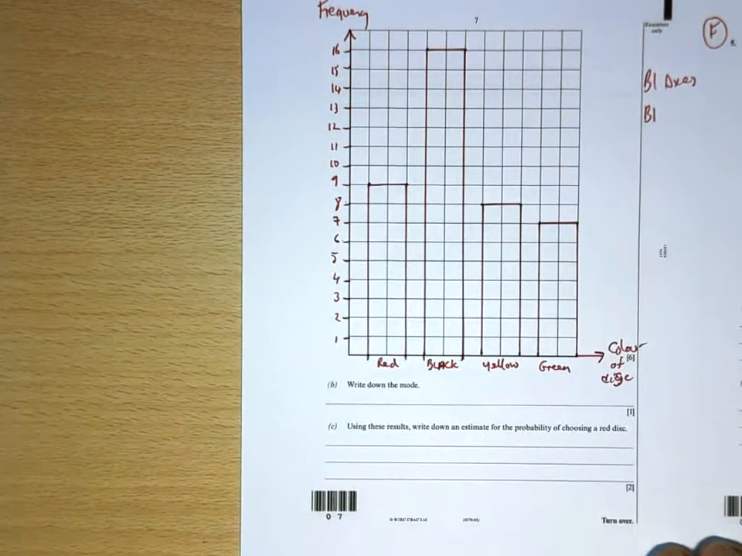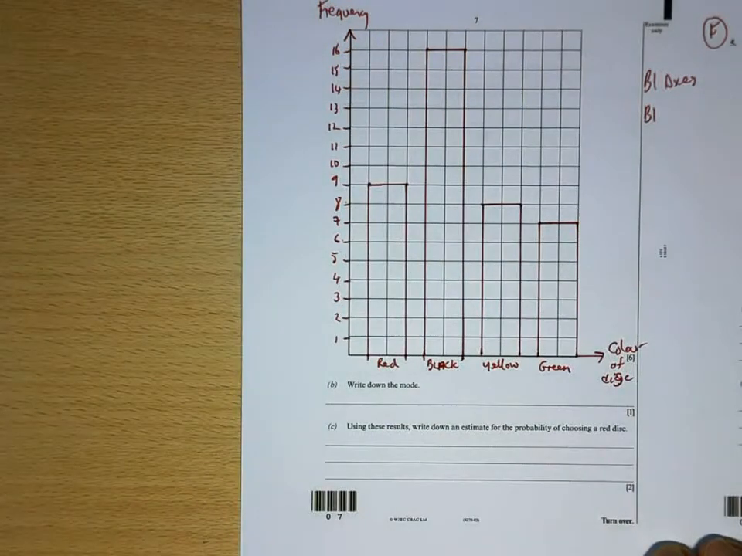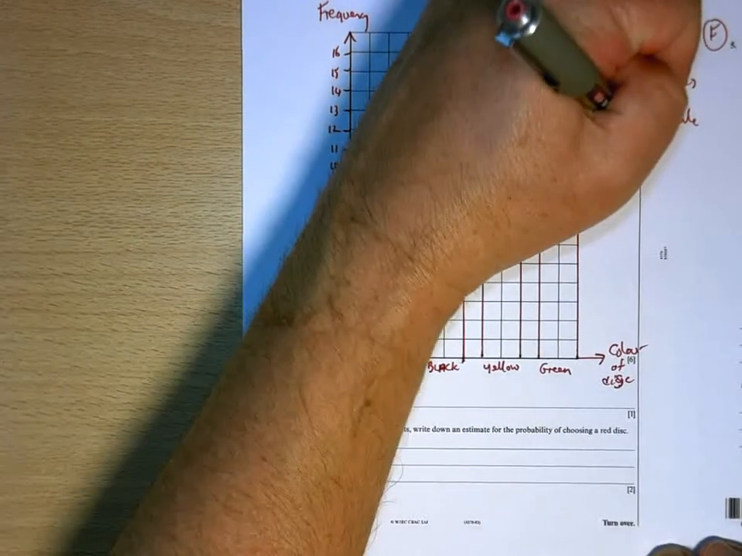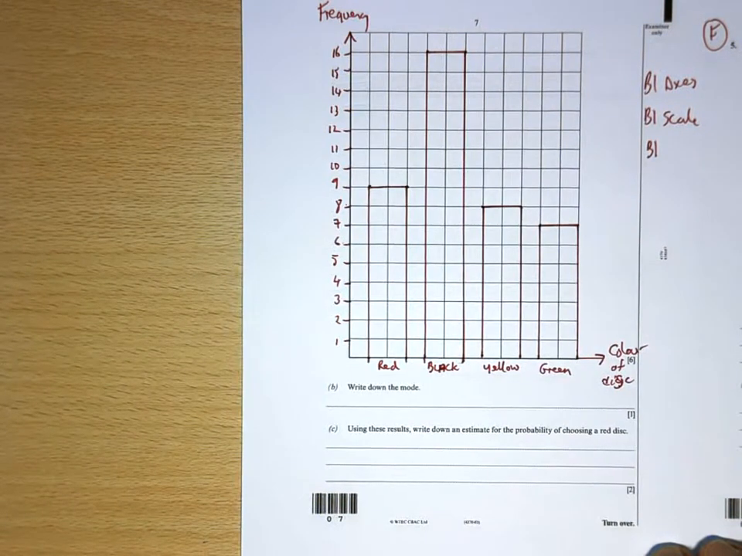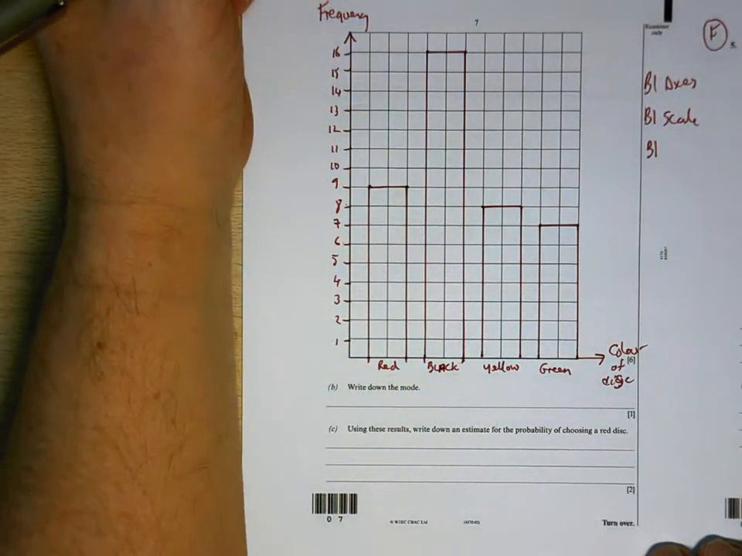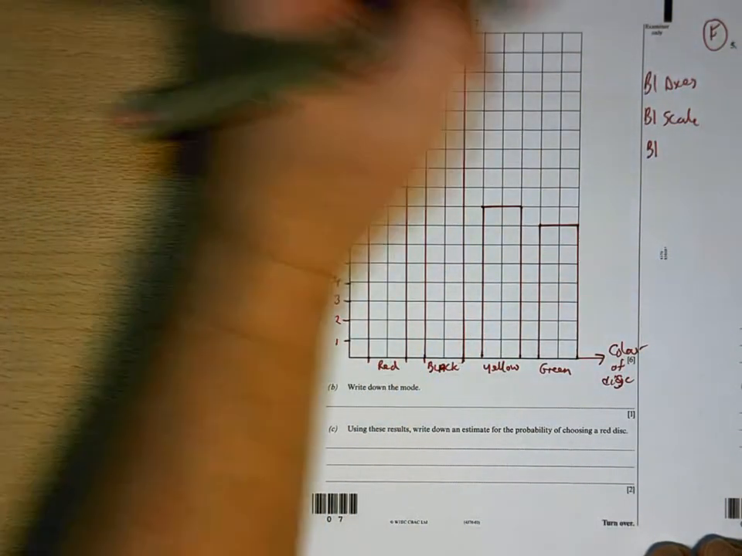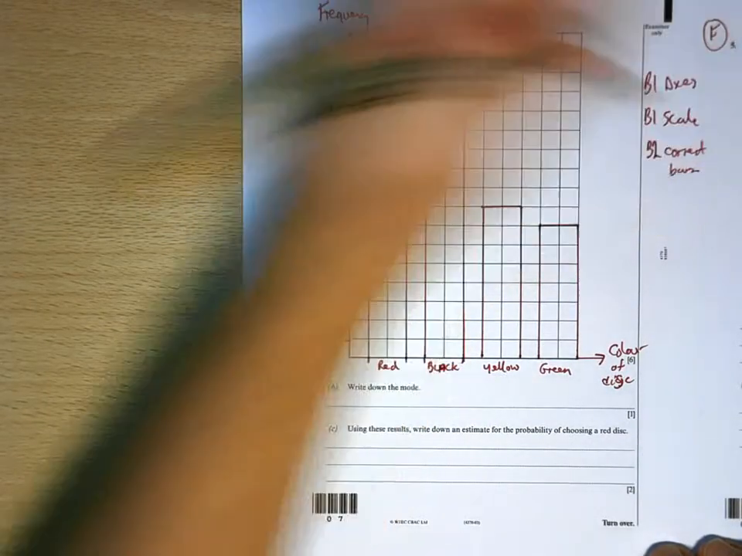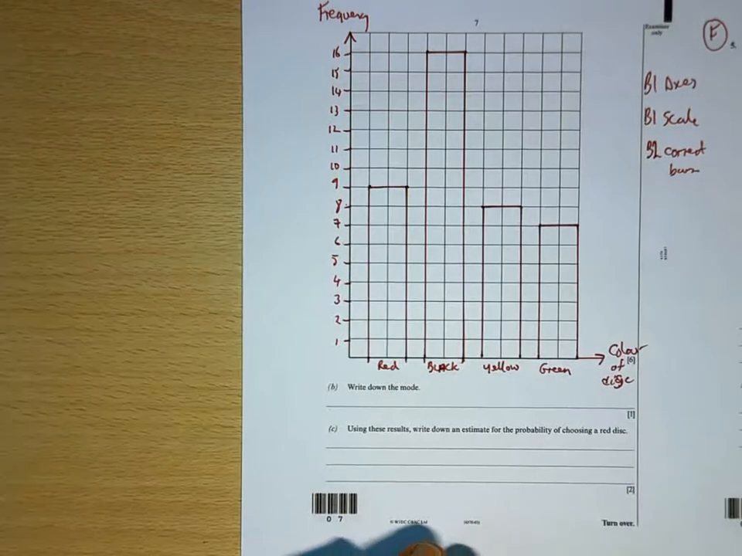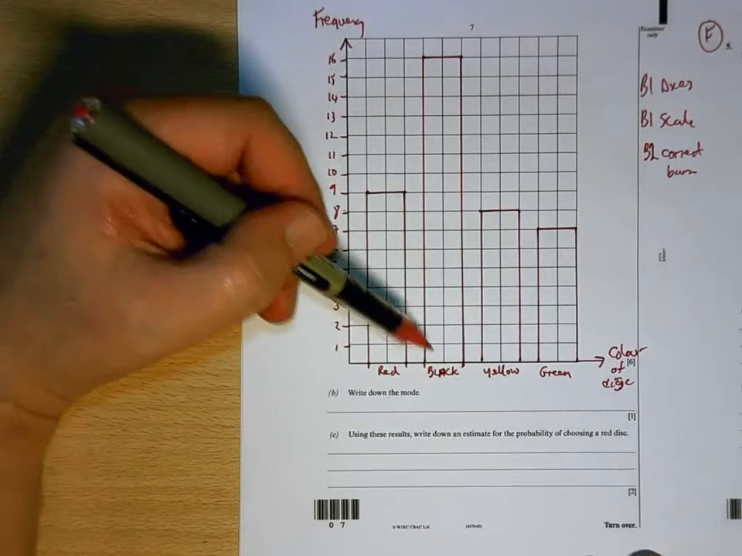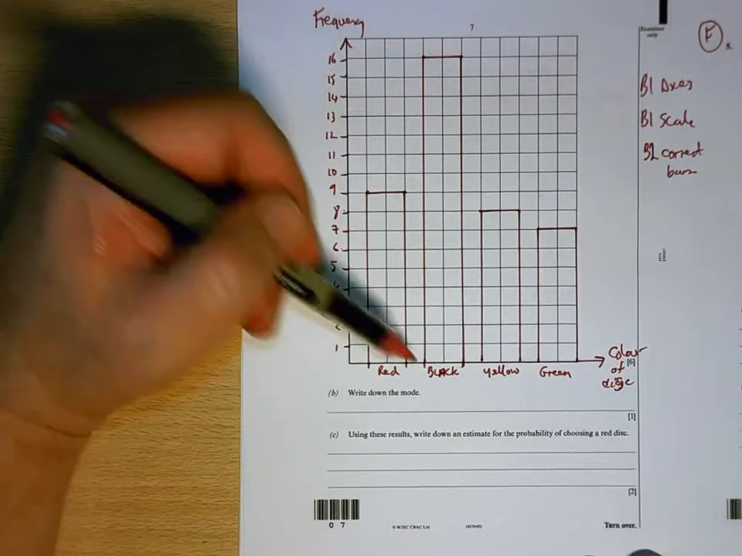There's 1 mark for a sensible scale. There's 1 mark for the correct bars. Sorry, there's 2 marks for the correct bars. So there's your other marks. The mode is the one that happens the most frequently. So the mode is black.